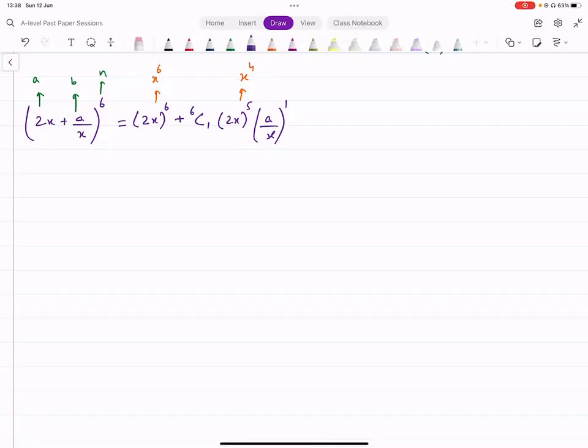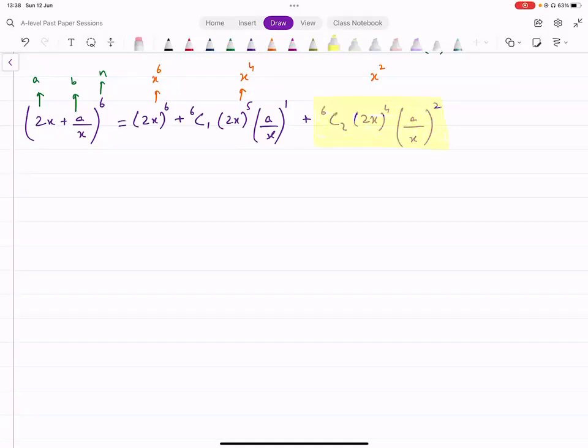So we just need one more term, and the next term is 6c2 into (2x) whole raised to power 4 into (a over x) whole raised to power 2. And you can see there, you've got x raised to power 4, you've got x squared in the denominator, that's x raised to power 4 minus 2, which is x squared, and that's the term you need. Let's evaluate the coefficient of x squared here.